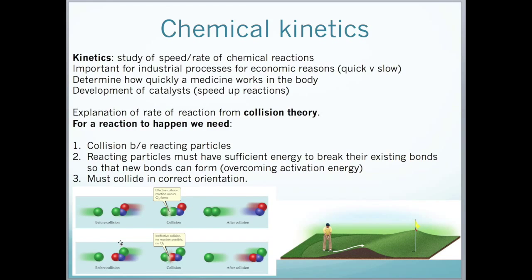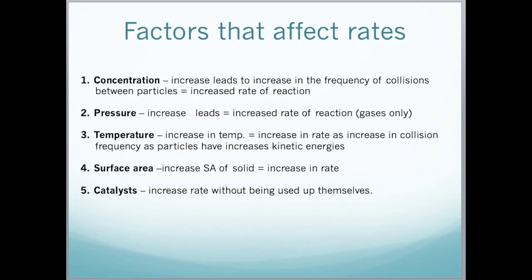And the particles must collide in the correct orientation. As we can see from this picture, when these particles collide, it is an effective collision. In this case, because the orientation is not the correct way, the particles simply bounce off each other. Factors that affect rates of reactions are concentration, pressure, temperature, surface area, and catalysts.